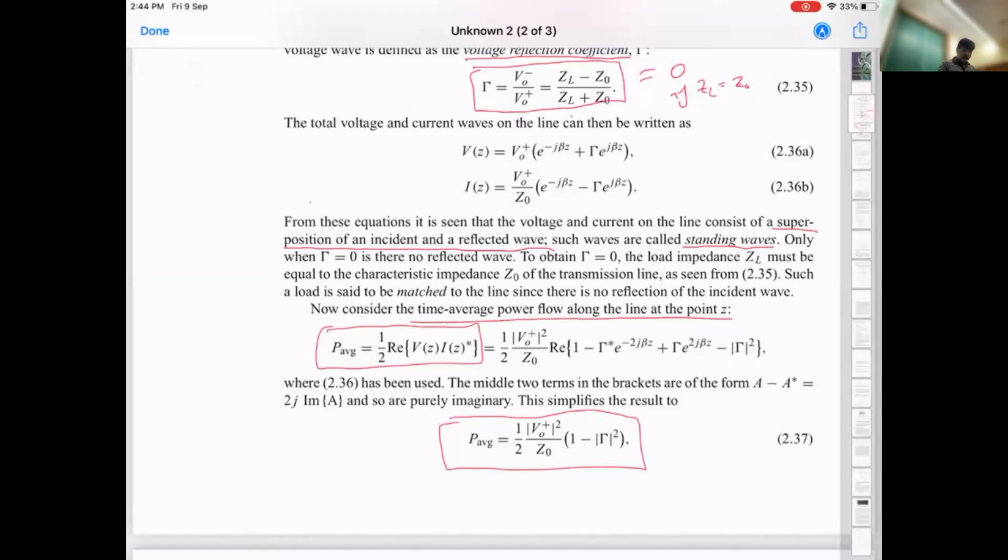All right. So yeah, 2.37, which is the average power. And if you think about it, what is the average power flowing along one direction? It's the power flowing in one direction minus the power flowing in the other direction. And that's basically what these two terms are. This part here is related only to V0 plus squared, so that's the power going in the right direction. And the other part is that quantity multiplied by gamma squared. Remember, the voltage reflection amplitude was the incident voltage times gamma, so the power is that squared. That's why you have this 1 minus gamma squared here.